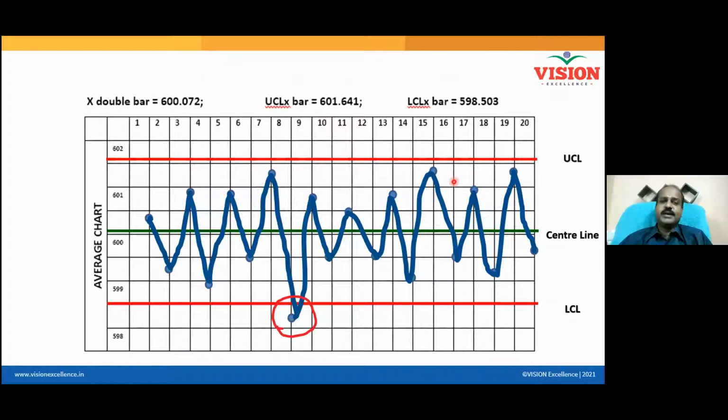So a point falling outside the control limit, whether it is upper control limit or lower control limit, is a strong signal. You must stop the process, you must investigate, you must fix it, and only then must you continue producing. If you don't have that habit, that culture, then definitely you will be facing serious challenges in a short while.